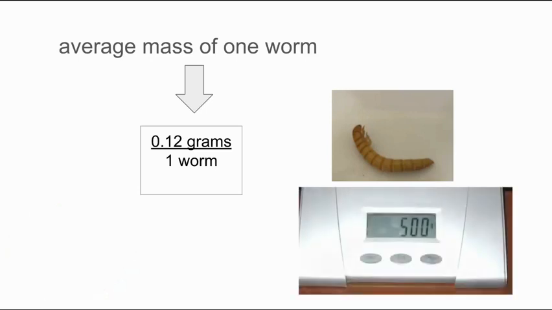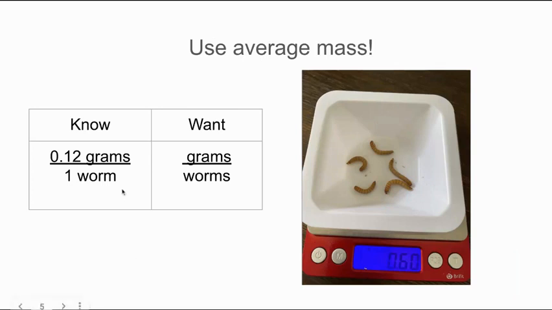Or what if we have 500 grams of mealworms? How many mealworms do you think there are in 500 grams of mealworms? So use what you know. You know the average mass per one worm to figure out what you want to know. Either the grams, the mass, based on how many worms you have, or how many worms you have based on how many grams you have.